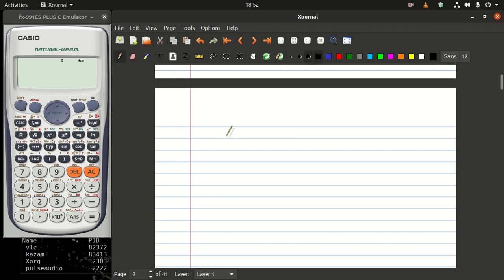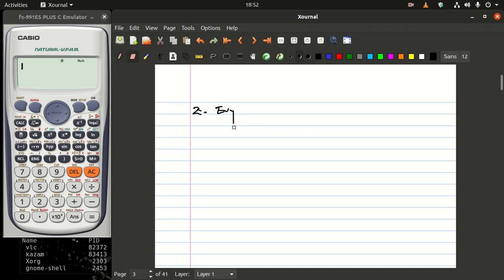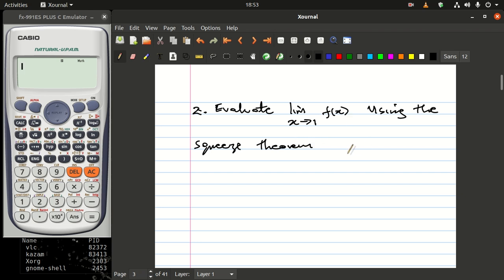Let's try another example here. Number 2 is saying, evaluate the limit as x approaches 1 of f of x using the Squeeze theorem, given that 5 is always less than or equal to f of x, and f of x is always less than or equal to x squared plus 6x minus 2.